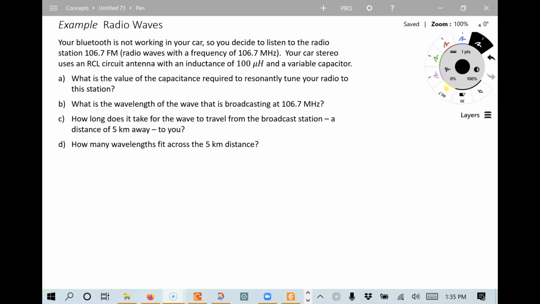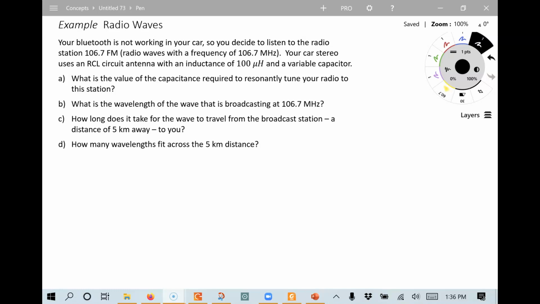Hi, this is an example problem from Chapter 24 on radio waves, a type of electromagnetic radiation. Pause for a moment so you can read the question. All right, so in this question, the first thing we're going to do is figure out how to tune a capacitor so that we can get a radio station tuned on our radio.